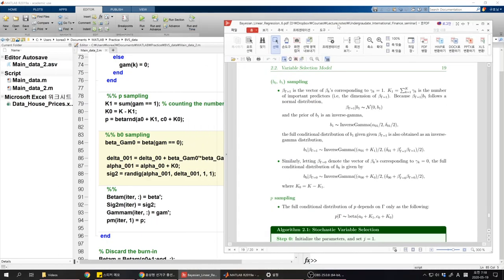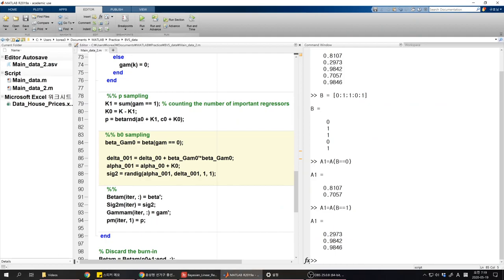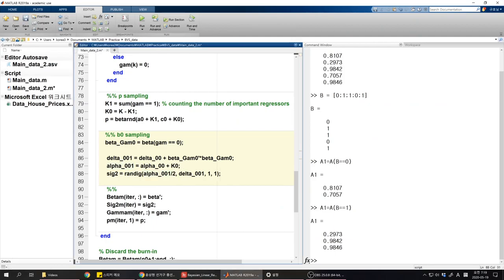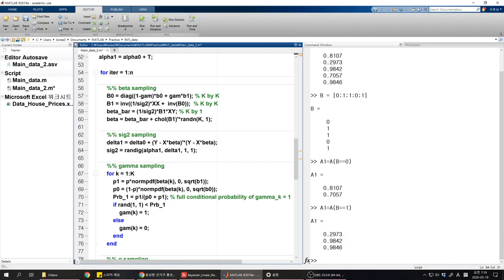The same here: delta 00 plus beta gamma 0 prime beta gamma 0. Oh, and divide by 2, and divide by 2. I forgot this, maybe I forgot here. Yeah, here is a typo. It should be divide by 2, and divide by 2.